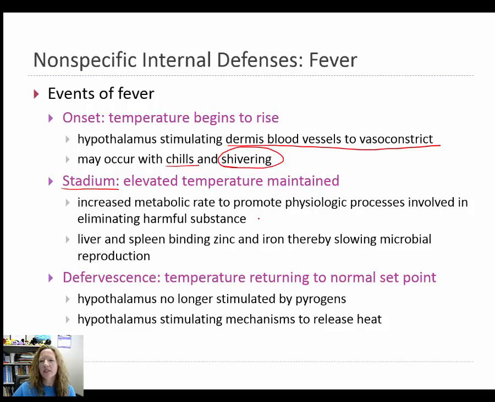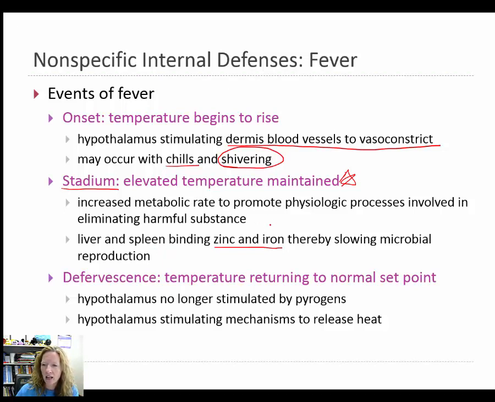And this is important because this is when it is working to try and get rid of the pathogen. It does it in a couple of ways. It will go in and sequester zinc and iron in the liver and spleen, and that is going to slow microbial reproduction, because a lot of microbes require zinc and iron for reproduction to occur. So if you keep them in the liver and the spleen and don't give them to the microbes, then that's going to prevent them from reproducing.